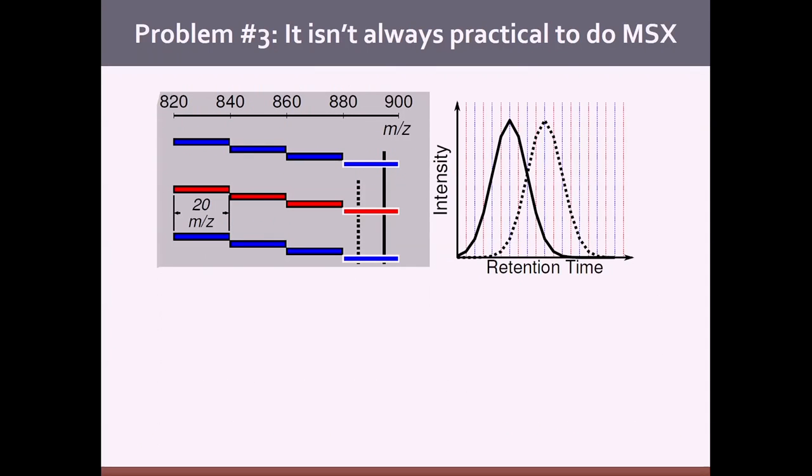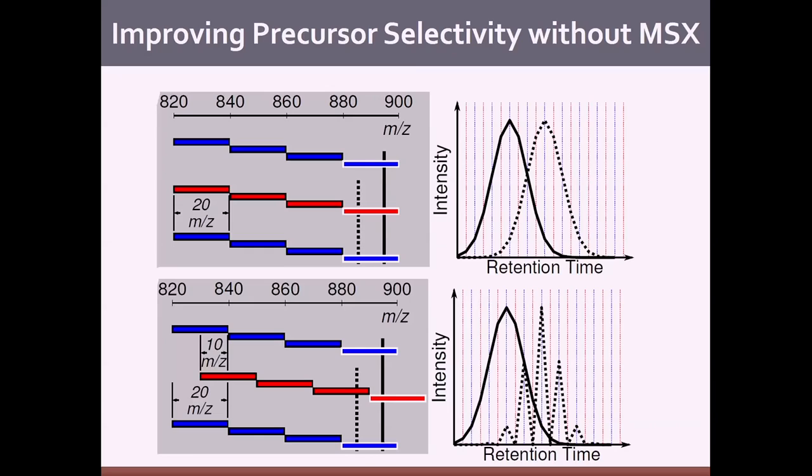So we began to think about, are there other ways around this? And so one of the things that we came up with was this experiment. So this idea that if you had 20 m/z wide isolation windows and you have two different co-eluting peaks in a given isolation window, I plotted one of them here is shown in solid, chromatographic peak, and the interfering peak that we're not interested in is shown in a dashed line.